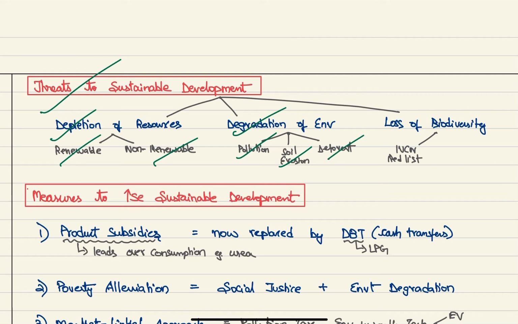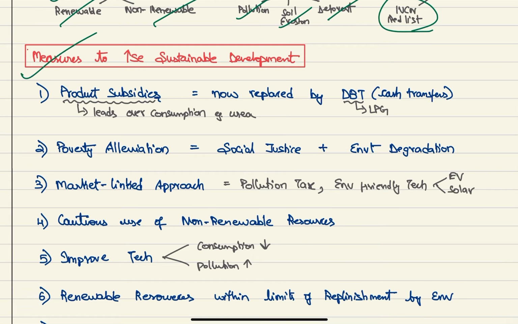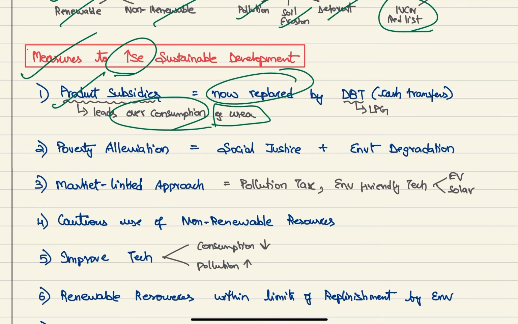Some threats to sustainable development are depletion of resources, both renewable and non-renewable, and degradation of the environment like pollution, soil erosion, deforestation, and loss of biodiversity, like species in the IUCN Red List. Some measures to increase sustainable development: first, we have product subsidies, but this leads to overconsumption. For example, urea, and now this is being replaced by DBT.